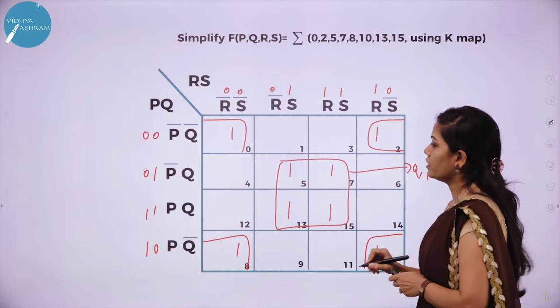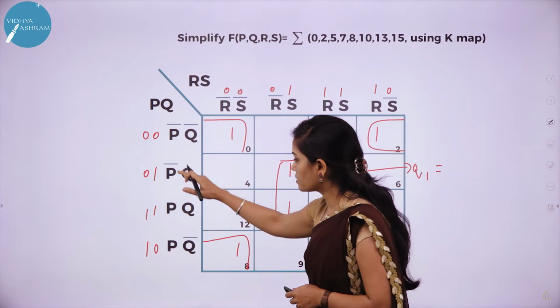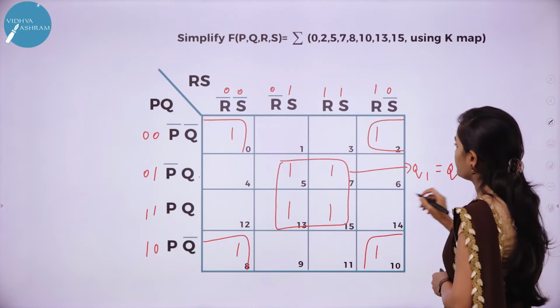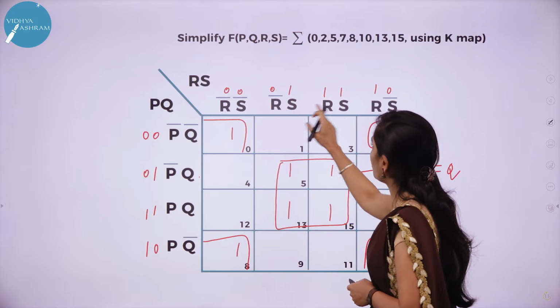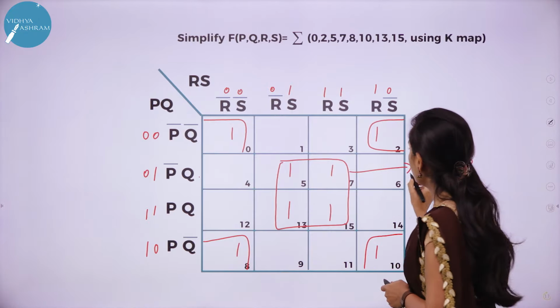What is the quad 1 expression? In rows we have P bar Q plus PQ. So which is the common factor? Q is common. And in columns R bar S plus RS, the common factor is S. So we will get QS in the first quad.